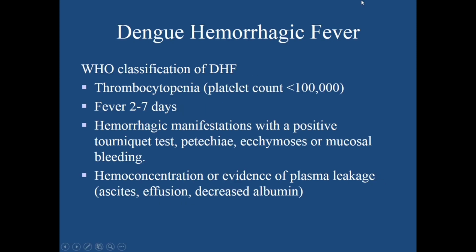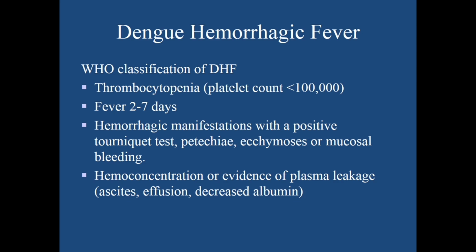So dengue hemorrhagic fever, how can you define this one? According to WHO, there will be thrombocytopenia, that is, the platelet count will be very low because the platelets have been used up. Fever for 2 to 7 days. Hemorrhagic manifestations with a positive tourniquet test. A positive tourniquet test is when you use that blood pressure cuff.